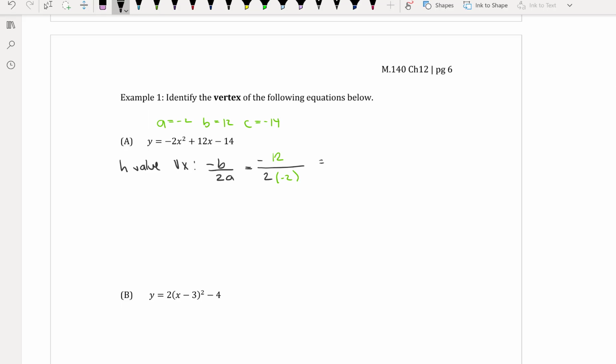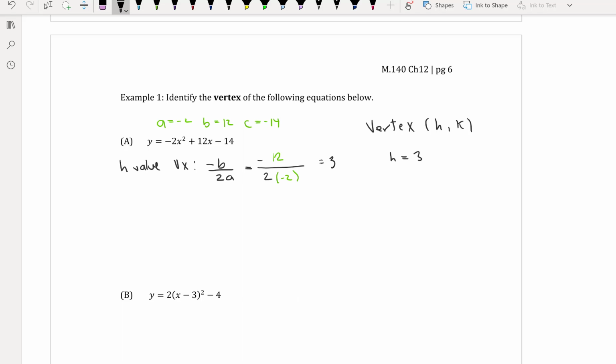So now, if I plug this into my calculator, I have a negative 12 in my numerator, and 2 times negative 2, which gives me a negative 4 in the denominator. This turns out to be a positive 3. So now I know that I'm thinking about the vertex, and I have h comma k, that at least the h value is equal to 3.